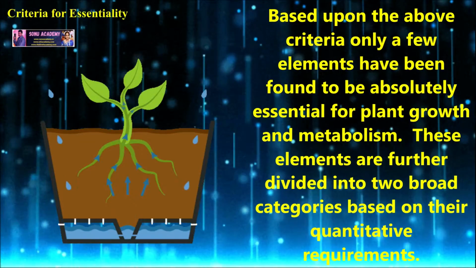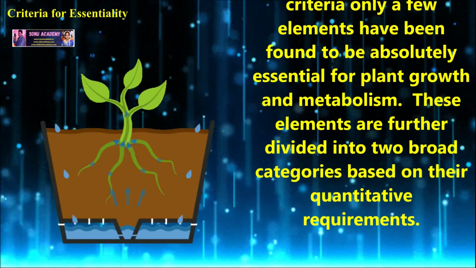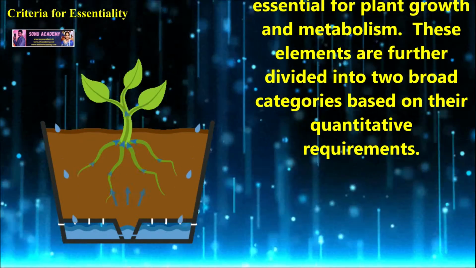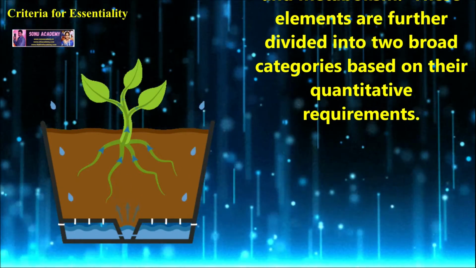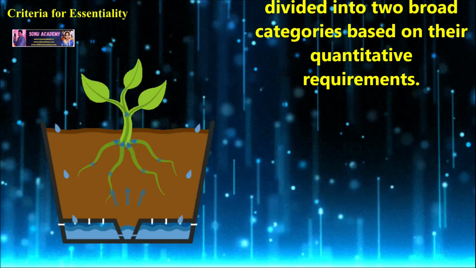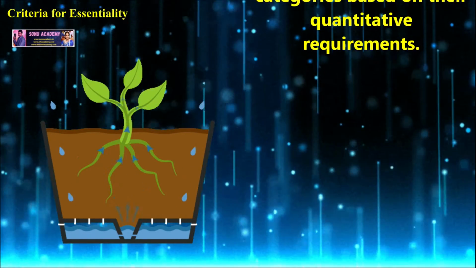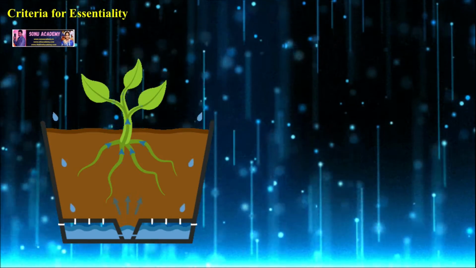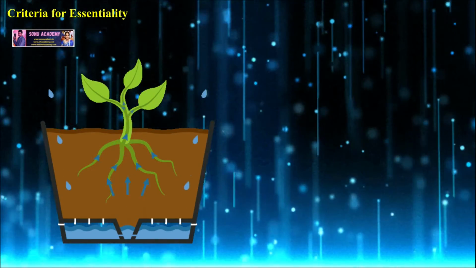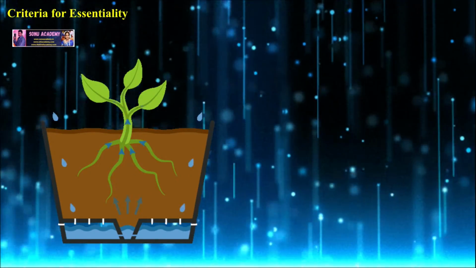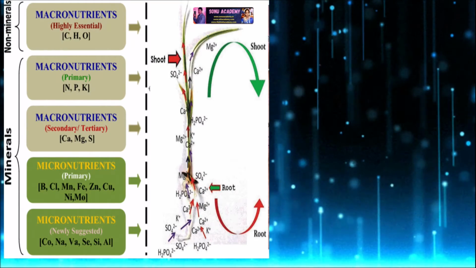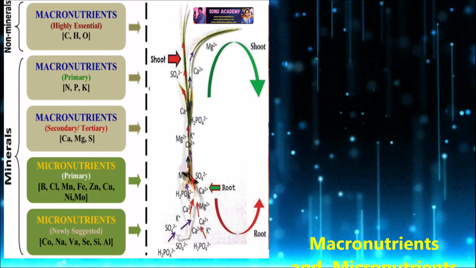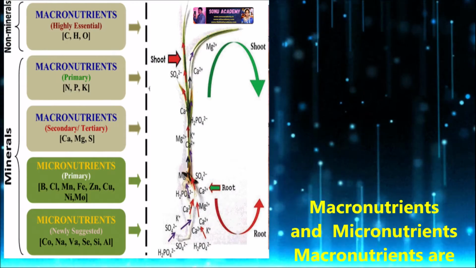Based upon the above criteria, only a few elements have been found to be absolutely essential for plant growth and metabolism. These elements are further divided into two broad categories based on their quantitative requirements. These are called macronutrients and micronutrients.